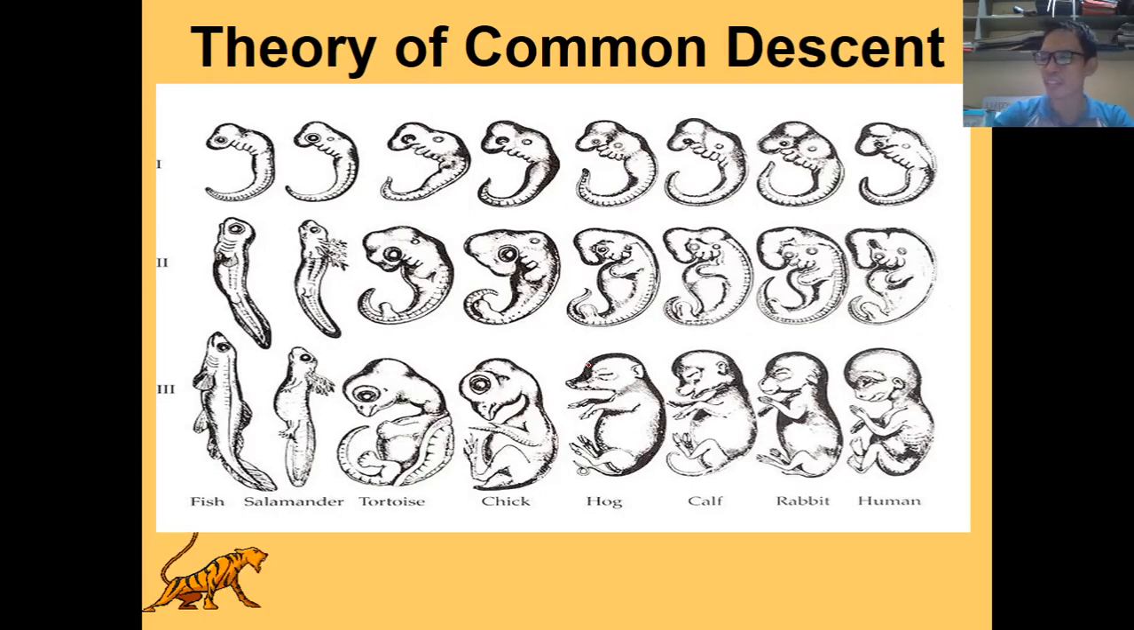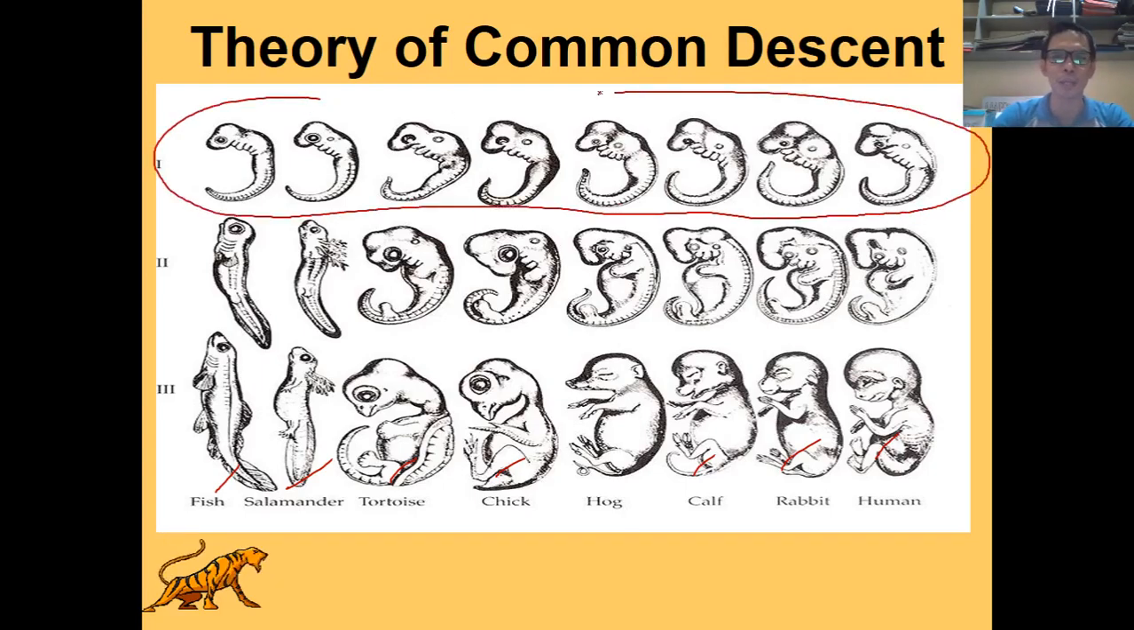And upon studying the embryological development of vertebrate animals like the fish, salamander, tortoise, chick, pig, cow, rabbit, and human, he noticed some similarities in the embryological development. In the first week of the development of these animals that we have right here, you cannot see any difference at all. All contain what they call pharyngeal slits. All of them have a tail.